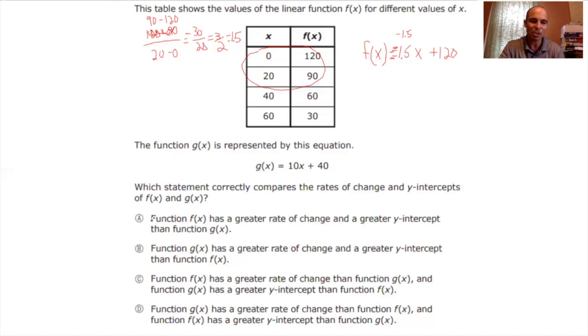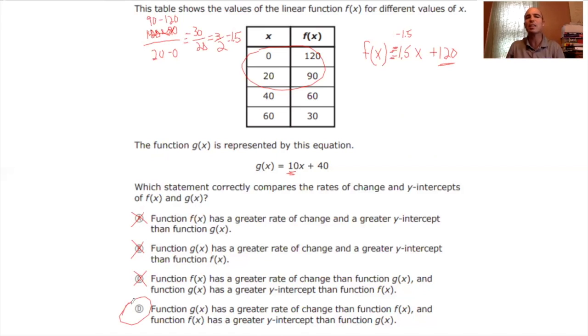So here, let's go through our answer choices. A: function f(x) has a greater rate of change and a greater y-intercept. Well, it's got a greater y-intercept, but not a greater rate of change, so A is out. B: function g(x) has a greater rate of change and a greater y-intercept. It has a greater rate of change, but not a greater y-intercept, so that's out. C: function f(x) has a greater rate of change and function g(x) has a greater y-intercept. I don't think either of those things is right. Oh, D is right: function g(x) has a greater rate of change. That is true. And function f(x) has a greater y-intercept. That is true. Bingo, we got ourselves a right answer.